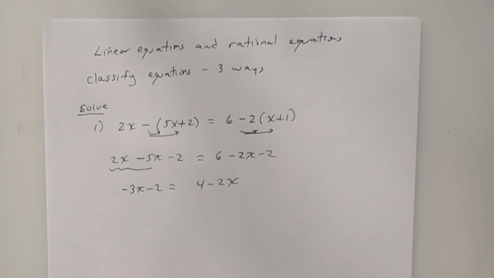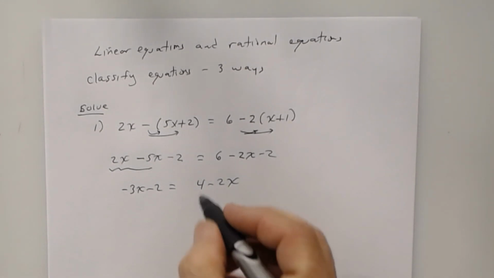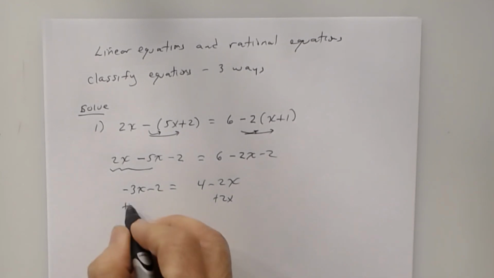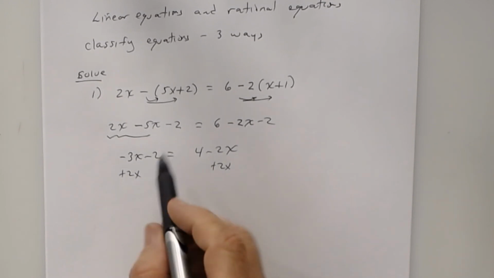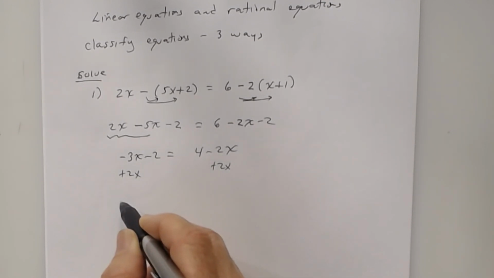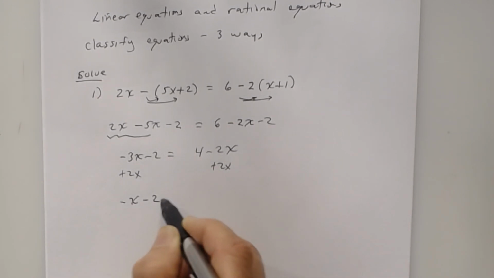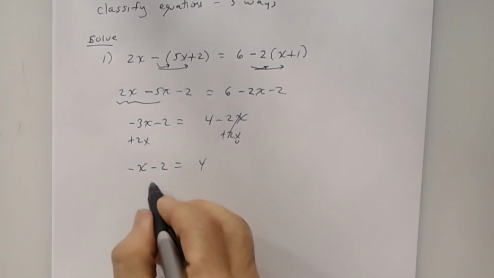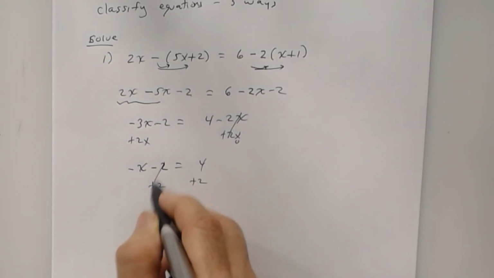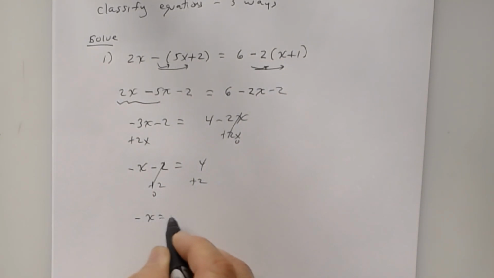Now when you get to that point, notice this is a linear equation. Remember the idea to solve a linear equation is to bring the variables one side, constants to the other. It does not matter which one you do first. So tell me which one you want to do. All right. So a negative 3x and a positive 2x is? Negative x. Minus 2 equal 4. What's the next step? Add 2 to both sides. Combine like terms. Negative x equal 6.